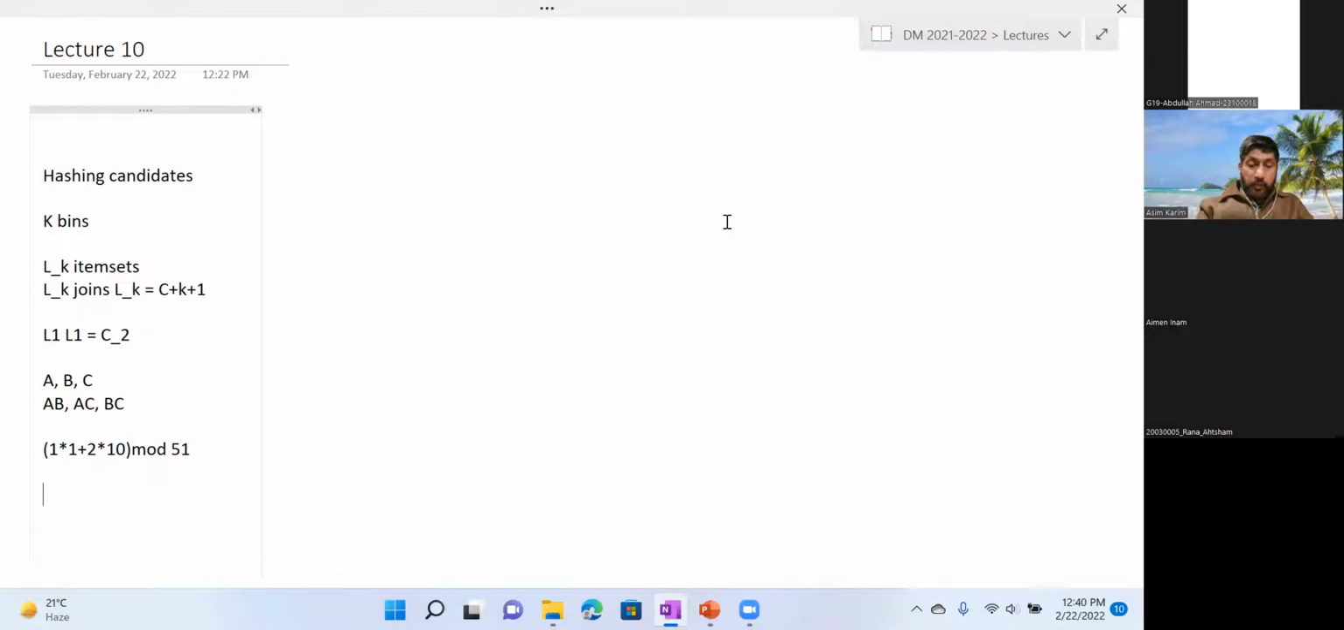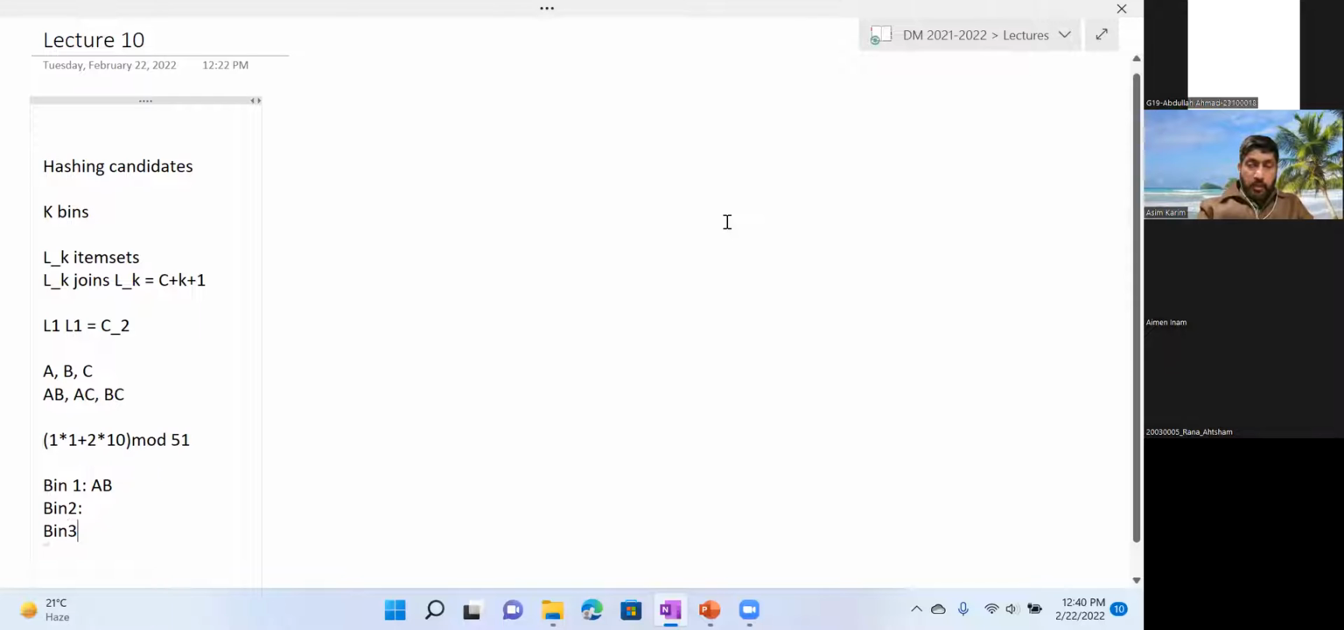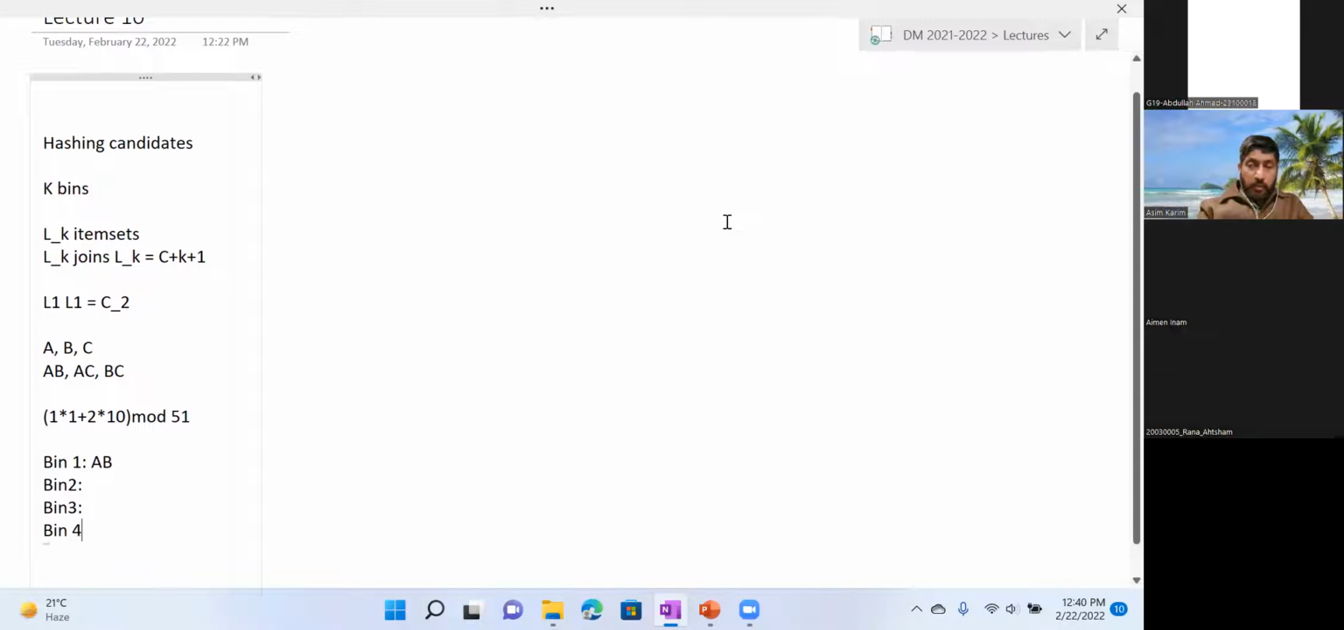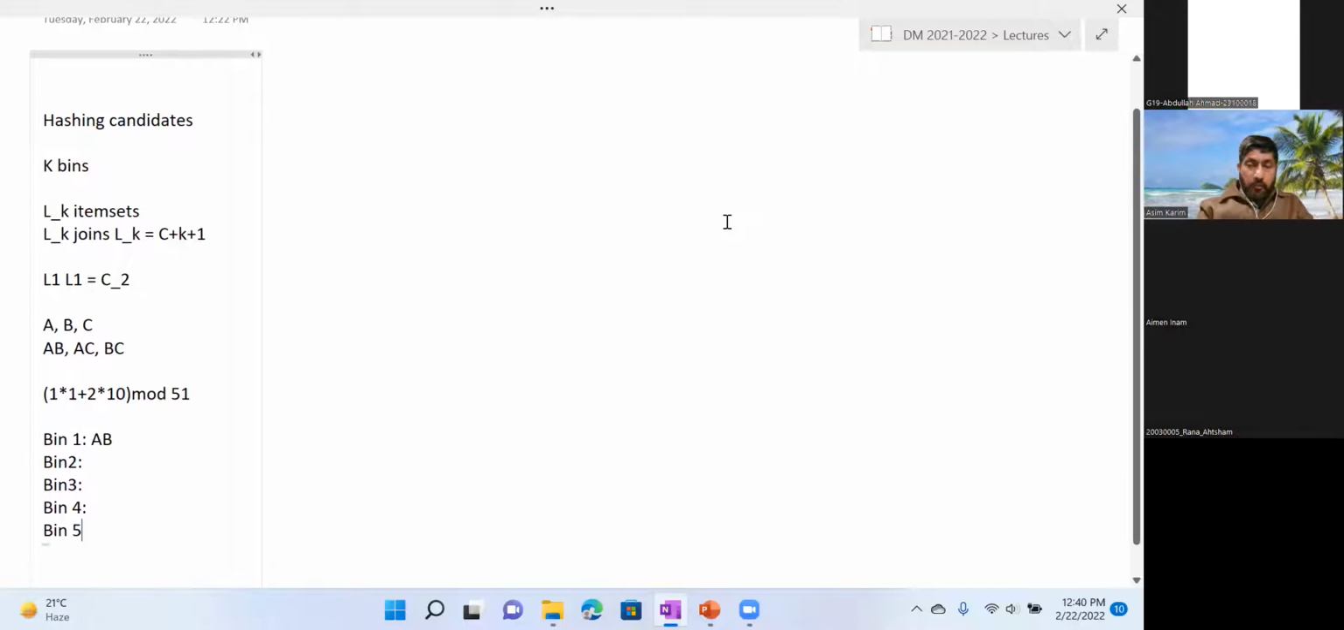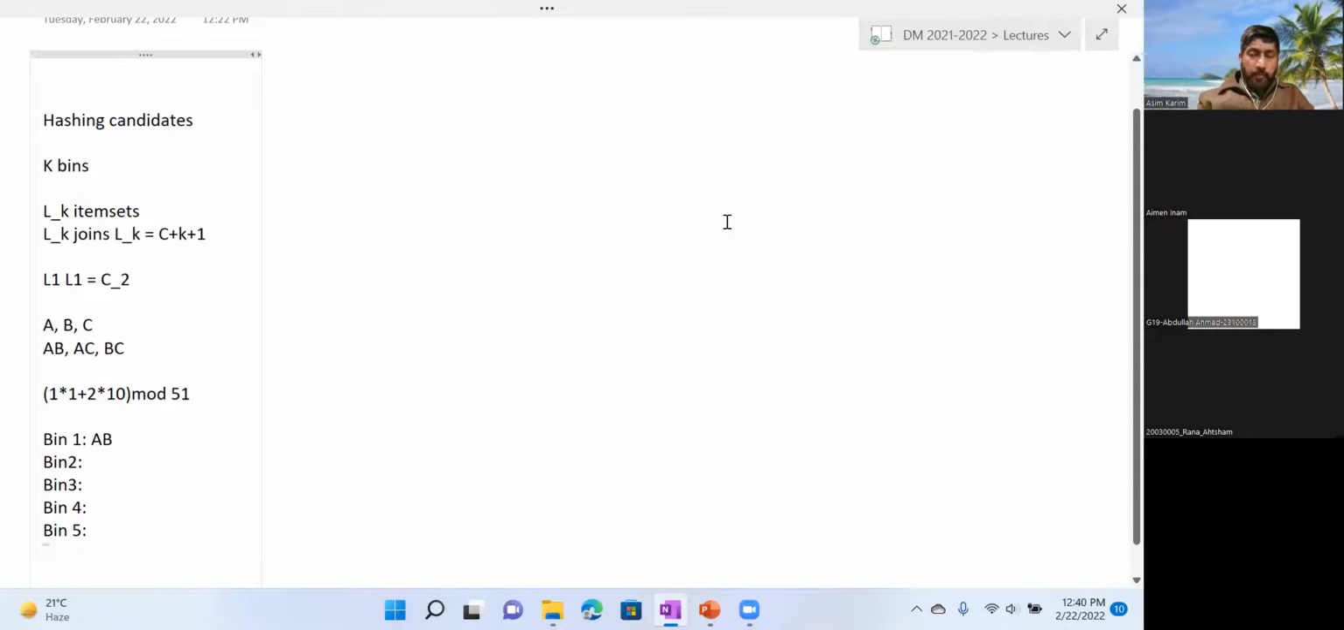So what happens is that if you do this, AB gets hashed to bin 1. So let's say bin 1, this goes to AB. Then you also have bin 2, something will come here too. And similarly, bin 3 will have something, bin 4 as well, and bin 5 as well. Of course, I'm using a very small, very simple example. AB I have already explained, how it comes into bin 1.